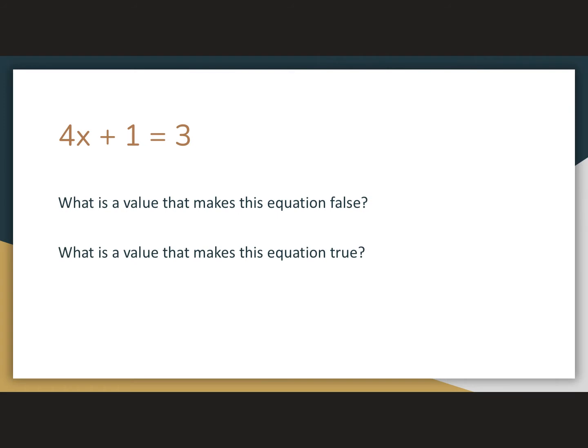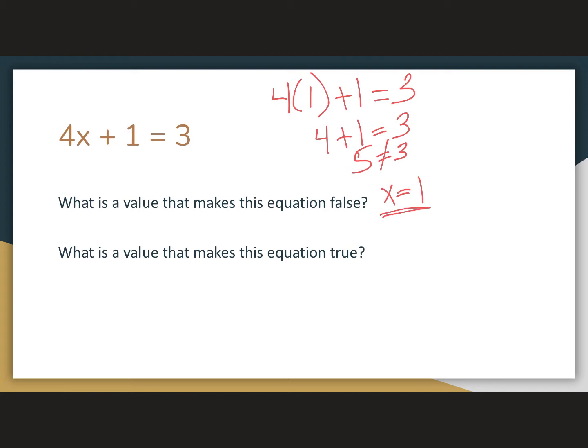So, let's think about this equation. 4x plus 1 equals 3. What is a value that makes this equation false? Well, that's actually pretty simple. If I put in x equals 1, that would make it false. 4 times 1 plus 1 equals 3 is not true. 4 times 1 is 4, plus 1, 5 does not equal 3. So this x equals 1 would make it false.